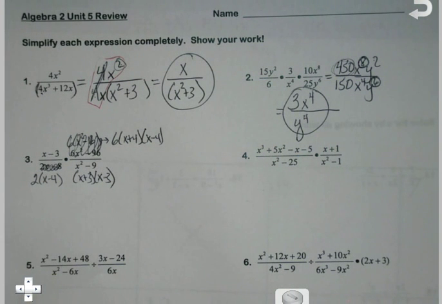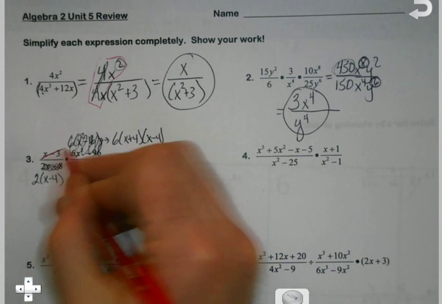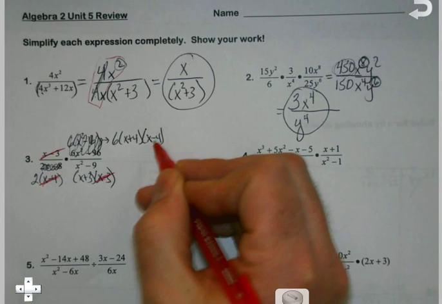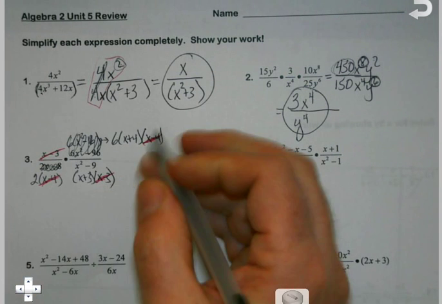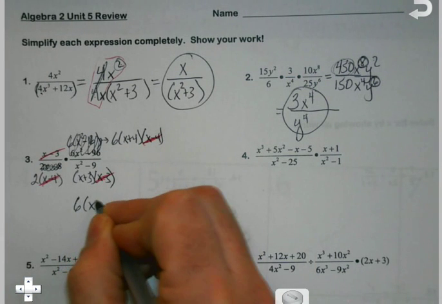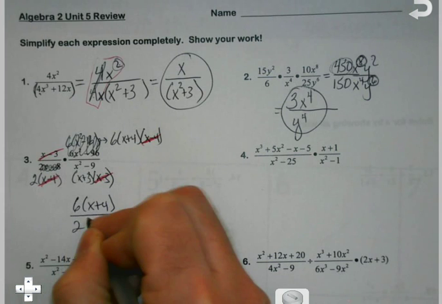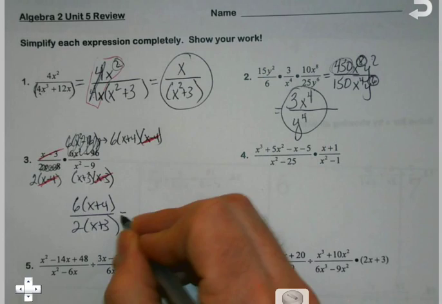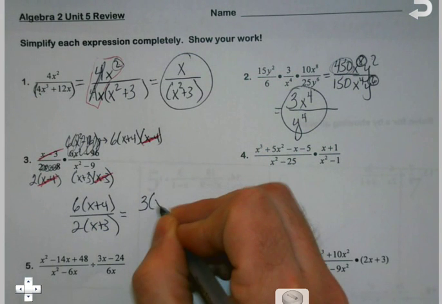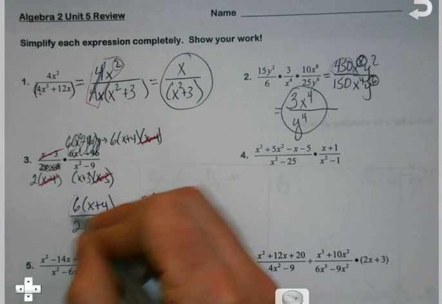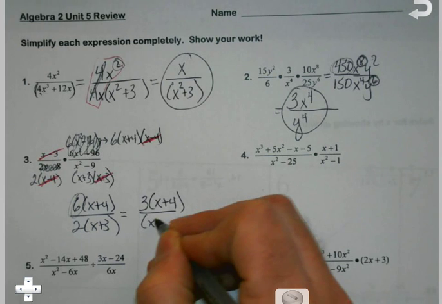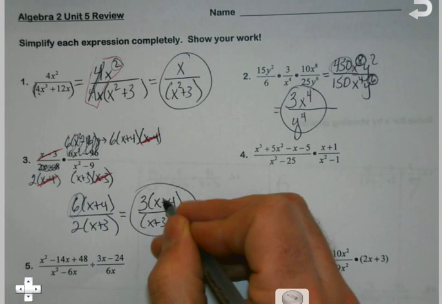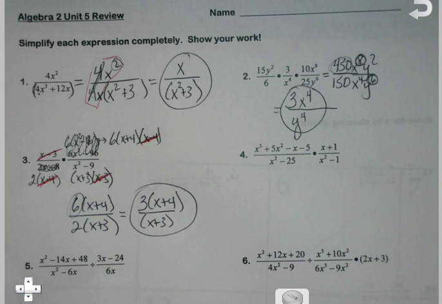So at this point, once I've factored everything, now I can start whacking away. So x minus 3's, x minus 4's. Let's see what we've got left. 6 and an x plus 4, 2 and an x plus 3. Can I whack these guys? Absolutely. 6 divided by 2 is 3. It stays on top. Bigger value. That always lets me know where it goes. And that's it. Keep those parentheses around. Do not whack those x's.